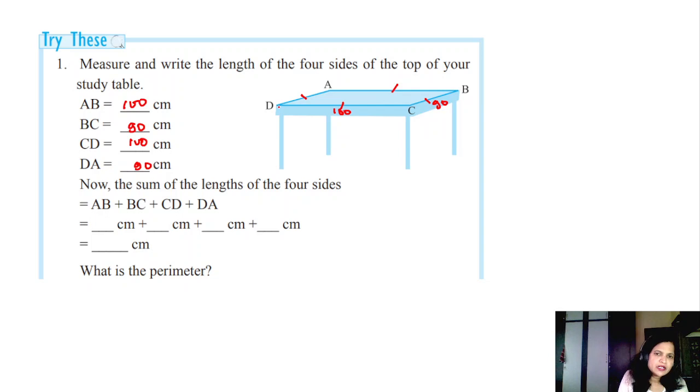Just take one thread or the measuring tape, measure this side. Both the sides should be equal. Then you write it. Then measure this side. Okay, this is a rectangle in shape.